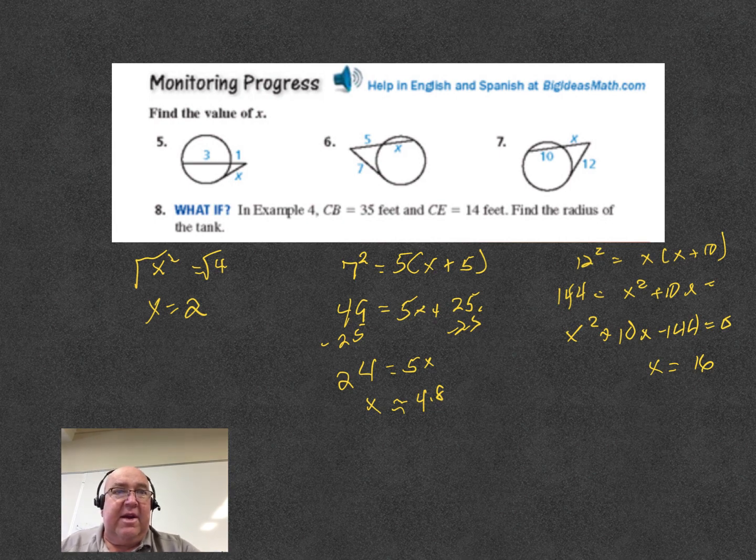I'm not going to do number 8. If you can just put in the numbers to find that the same way we did with the first problem.